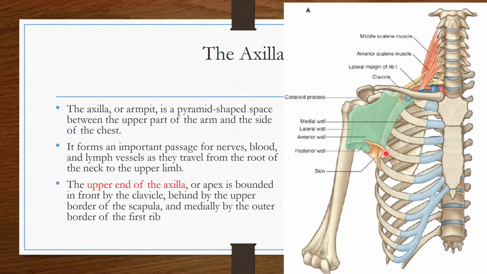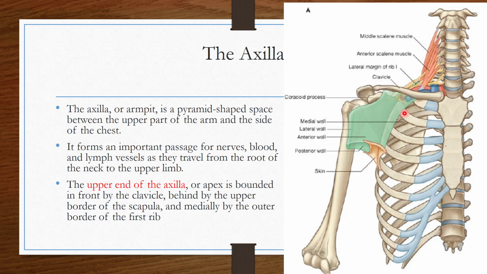It forms an important passage for the nerves, blood vessels and lymph vessels as they travel from the root of the neck to the upper limb. See here, the nerves, the blood vessels and the lymph vessels are coming from the root of the neck towards the upper limb through the armpit or the axilla.